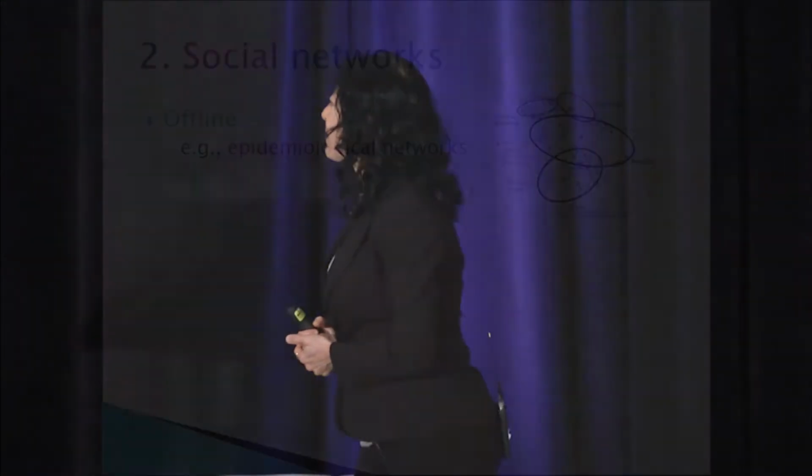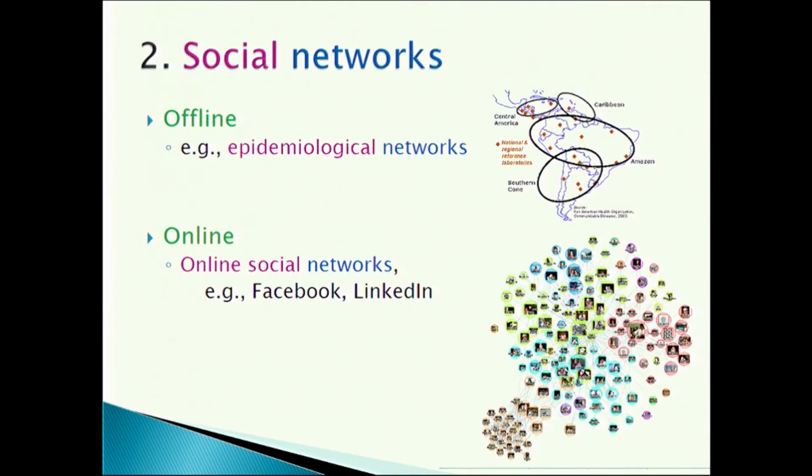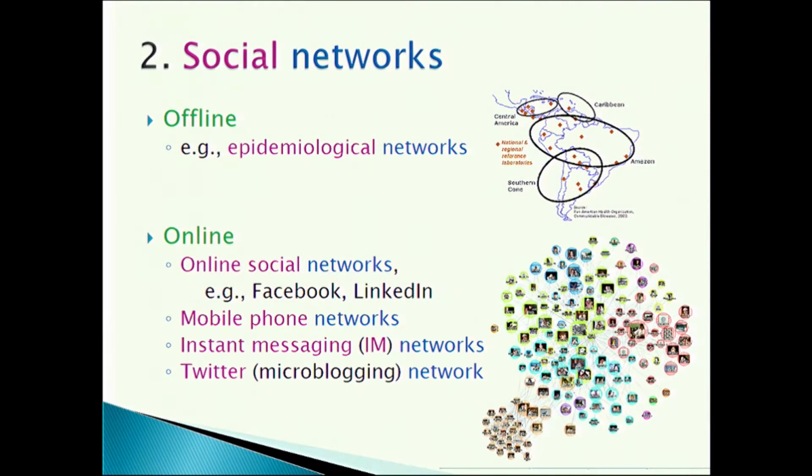Okay, social networks. For many, many years, we've studied offline social networks, and we still do. When we track the SARS virus, we're looking at an offline network. But there are, of course, online networks. The big ones in this area are Facebook and LinkedIn. There are many, many other online networks, and they have very different properties from each other based on whether they're directed networks or not, based on their scale, based on the kind of information that travels over them.